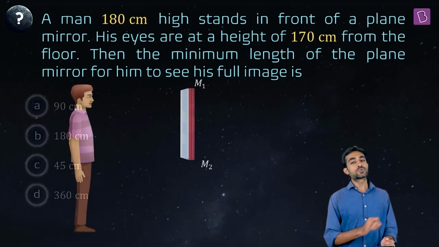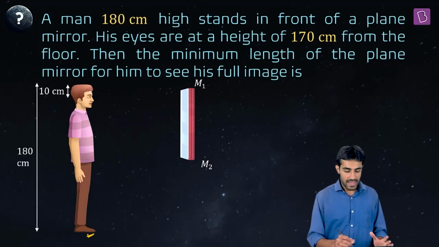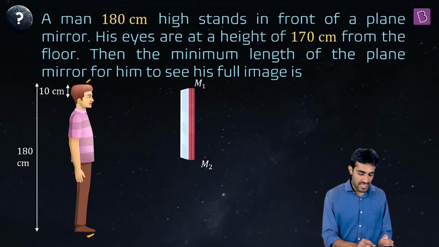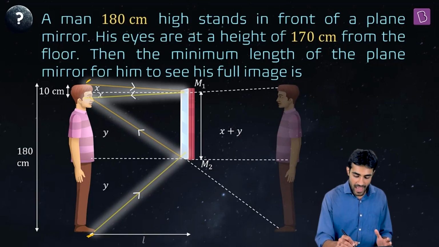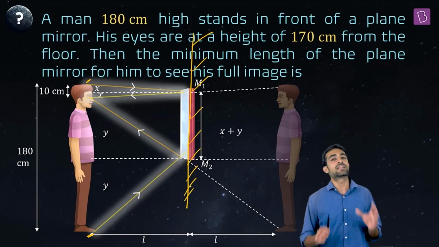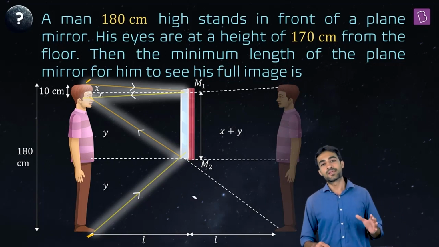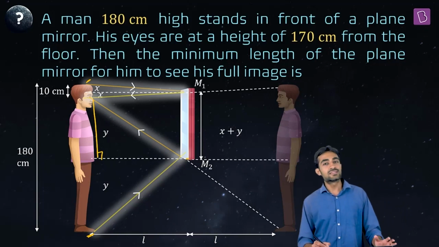Now, if the person wants to see his full image, this means the light rays from the foot of the man and light rays from the top of the head of this man must reach his eyes after reflection. Okay? Yes. Now, if we have a really large mirror, then also these light rays will reach his eyes. But we want the minimum length of the plane mirror. So, we have erased the upper and the lower part and we arrived at the minimum length of the plane mirror.